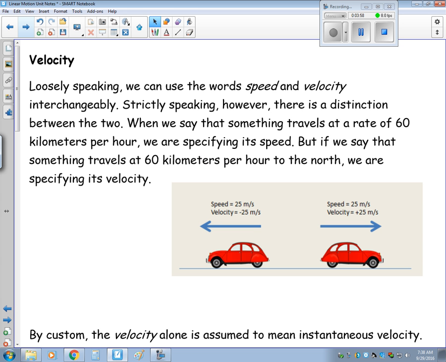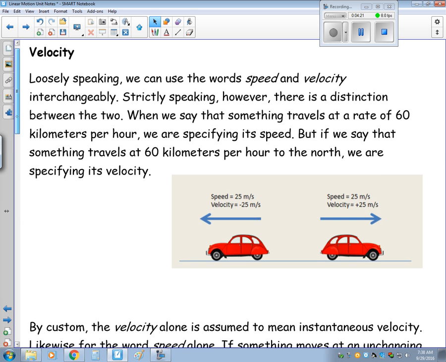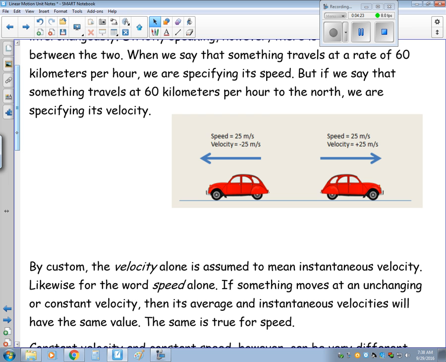Okay, now we need to talk about velocity. Loosely speaking, speed and velocity are interchangeable. Strictly speaking, there's a difference between the two. So we can say that something travels at a rate of 60 kilometers per hour. That is speed. If we say something's traveling at 60 kilometers per hour to the north, now we are talking about velocity. So we can think of velocity as speed with direction.